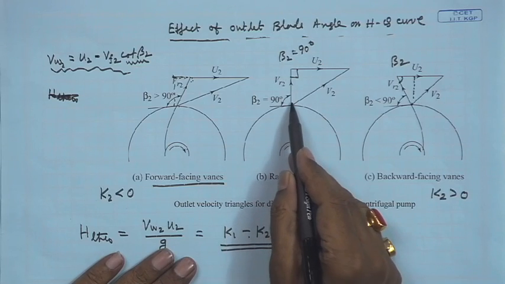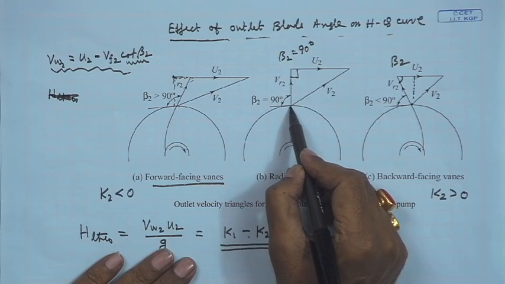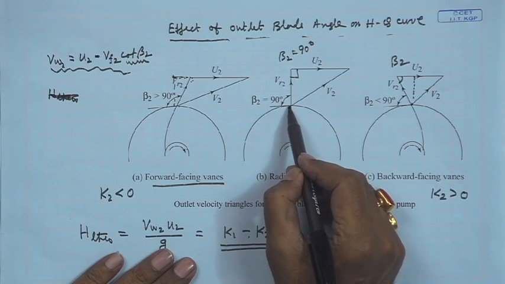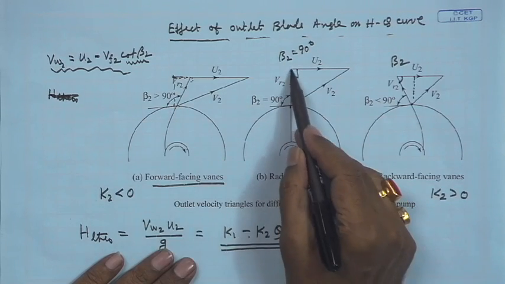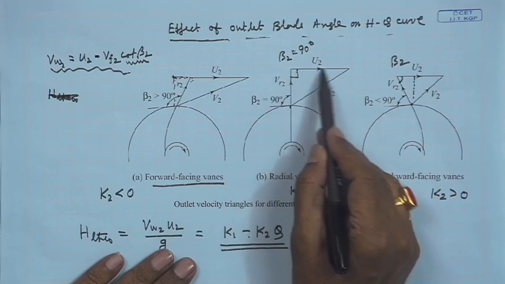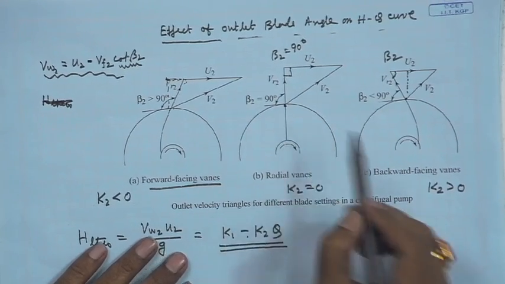This is a radial blade, plain, there is no curvature, where the blade outlet angle is 90 degrees, and the relative velocity, here also the relative velocity matches this angle, the relative velocity is 90 degrees, that means 90 degrees to the tangent, matching the outlet blade angle.